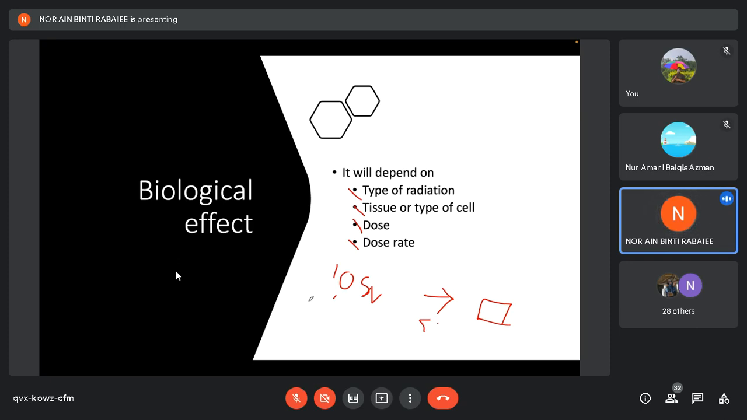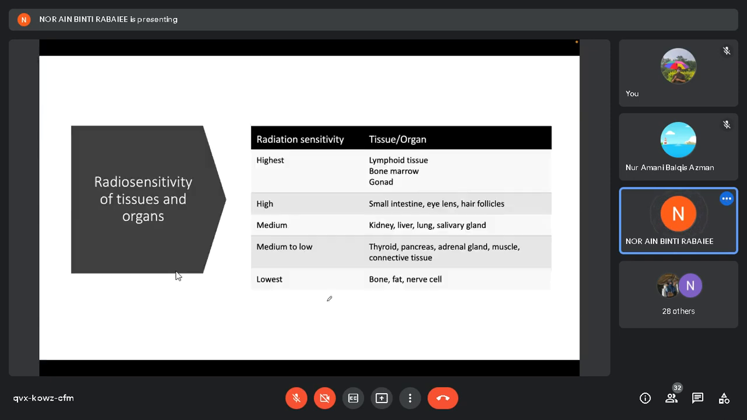Similarly, if we expose a subject to a total of 10 sievert, but over a period of 50 years, the total amount received by the matter is 10 sievert, but the possibility of the cell dying is less, or there is no possibility of cell death, because of the dose rate received by those particular cells.